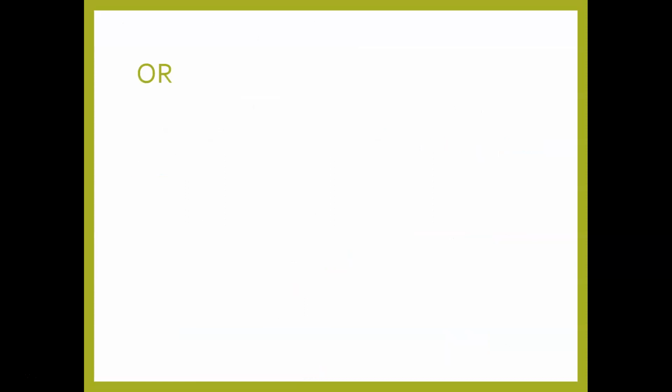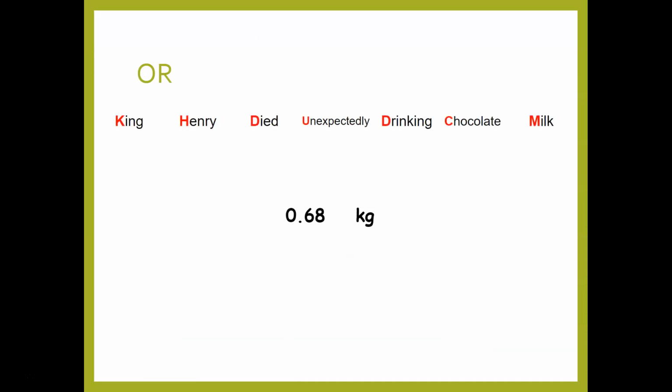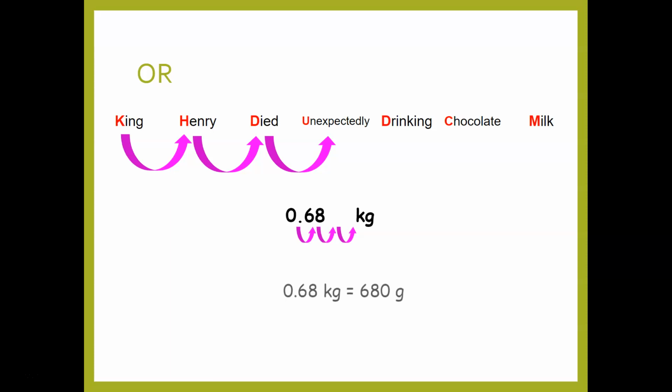Now, having said that, you know this method. What if we had 0.68 kilograms? Well, you know King Henry died unexpectedly drinking chocolate milk. So there's 1, 2, 3 jumps to get to the base unit of grams. So we have 1, 2, 3 jumps. There's an empty spot, so we have to put a 0 in it. So we know that 0.68 kilograms is equal to 680 grams.